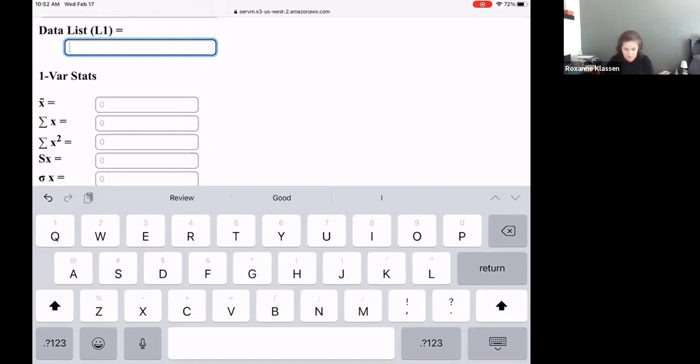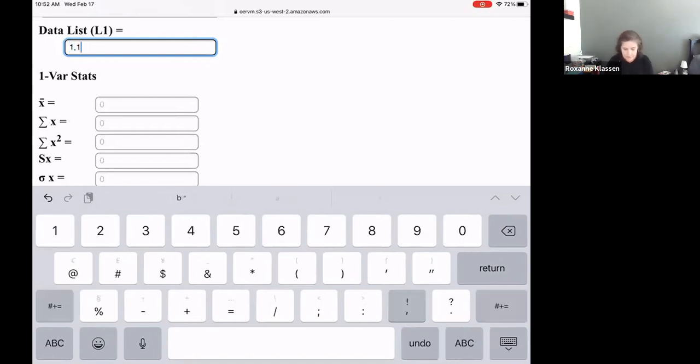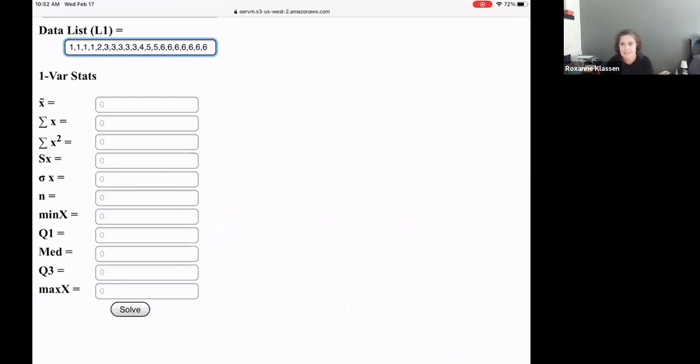So you could do this. 1, 1, 1, 1, 2, 3, 3, 3, 3, 3. So it says a comma delimited list. That's what it means. Your data points are separated by commas. 4, 2, 5, and 7, so 2, 3, 4, 5, 7. Okay, put all those in my list. And I'm going to hit solve.